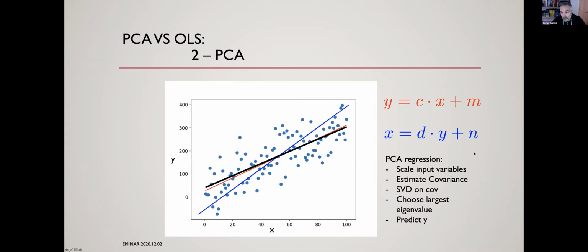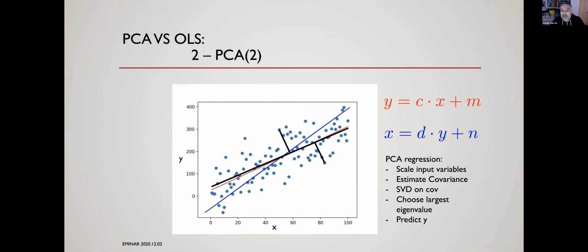So if we use a PCA regression, for this initially we need to scale the input variables because PCA is scale dependent. We estimate the covariance, we estimate the singular value decomposition of this covariance, choose the largest eigenvalue, and predict y or x for each one of these problems. What we obtain is two curves again. They are in black. I didn't change the colors because they are coincidental. There is no bias in this. And the reason why this is happening is because the PCA estimates the distance perpendicular to the line. So it will be independent of whether you solve the red problem or the blue problem.